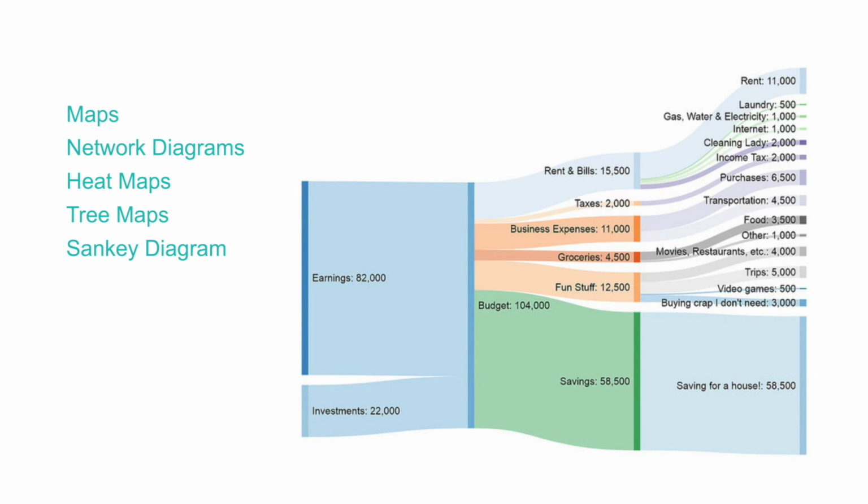Sankey diagrams, also sometimes referred to as flow maps, are used to show movement. In this example, we have income streams on the left for an individual. It all flows into one node, which is the budget. Then the expenses flow out from the budget. I especially appreciate how this person has a bucket called "buying crap I don't need." I'm pretty sure this is a category worthy of any household budget.